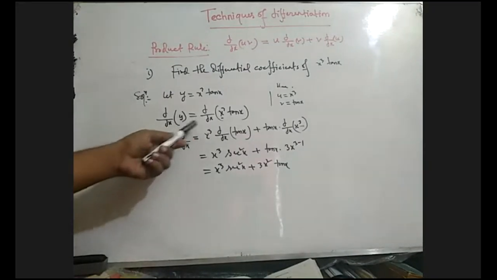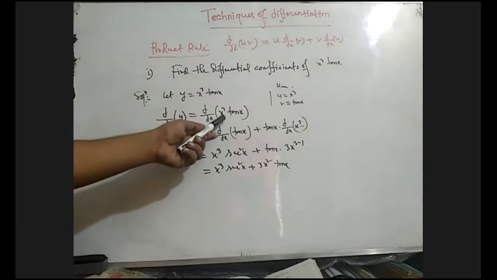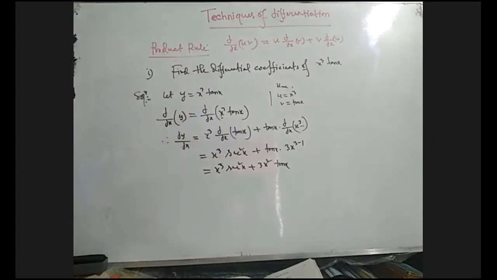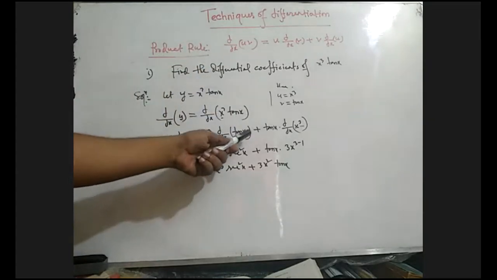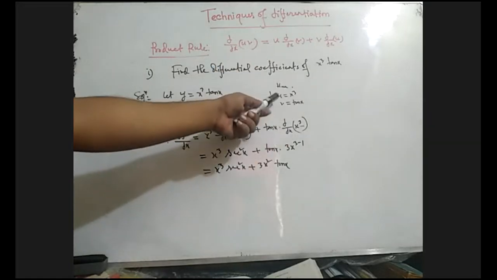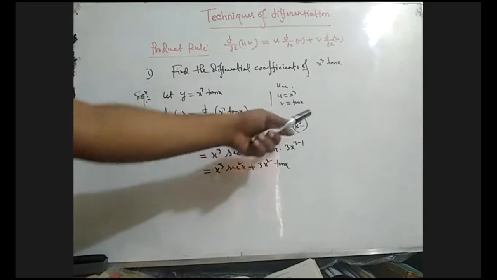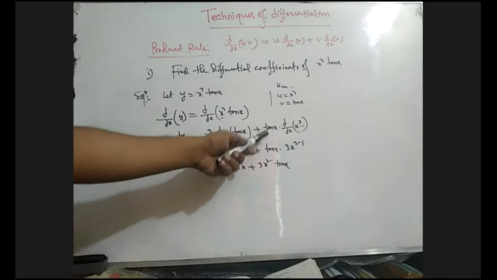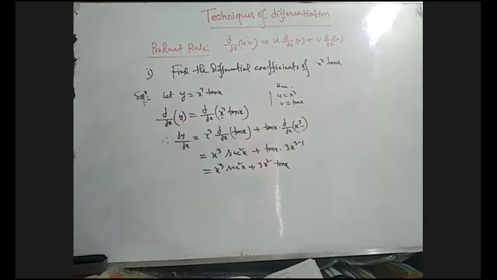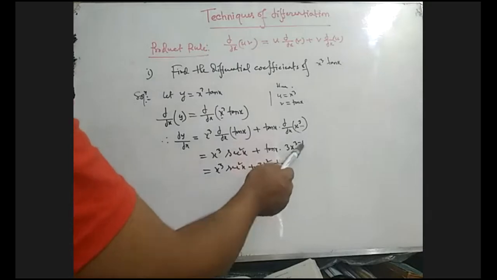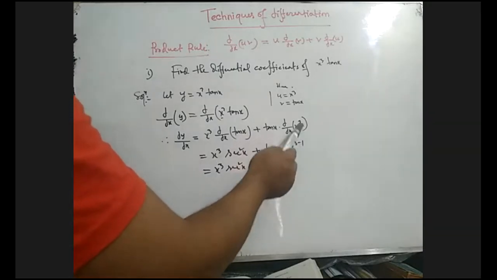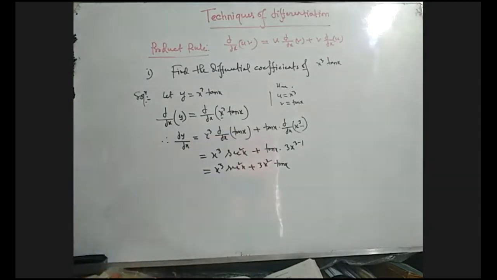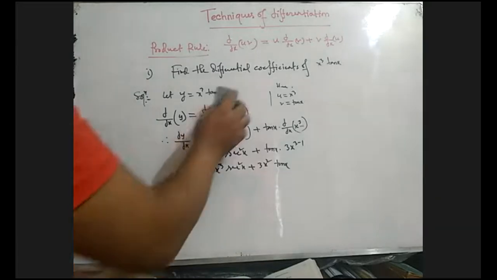Just taking d/dx on both sides, we get dy/dx equals the uv rule, because there are two functions multiplied, so you have to use the product rule: u into d/dx of v plus v into d/dx of u. Just u equals x cube and v equals tan x. Then x cube into the differentiation of tan x, sec square x, plus tan x into the power rule for x cube: 3 into x to the power 3 minus 1, because the power rule is n x to the power n minus 1, n equals 3 here. So x cube sec square x plus 3x square tan x. This is the result.